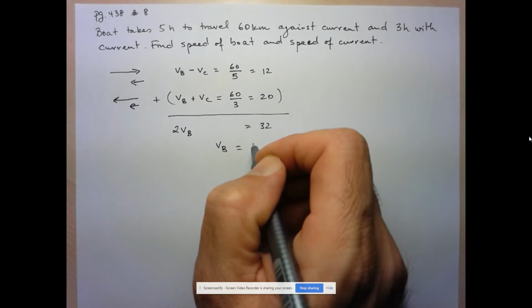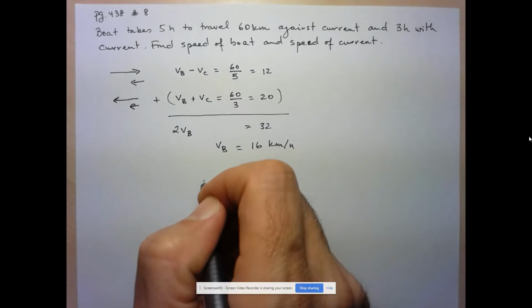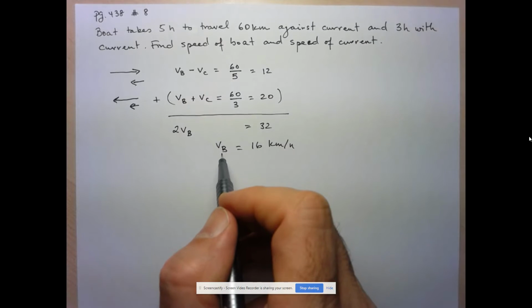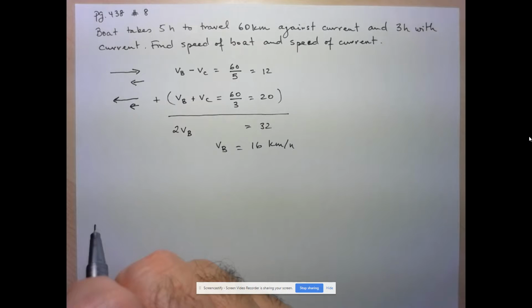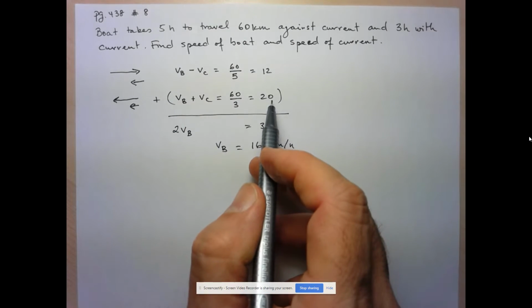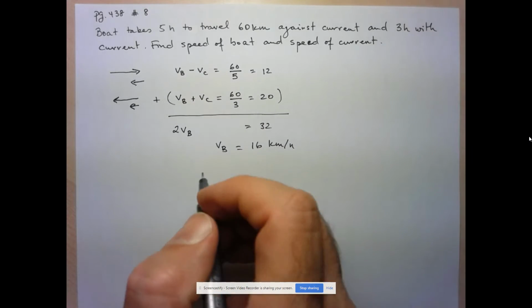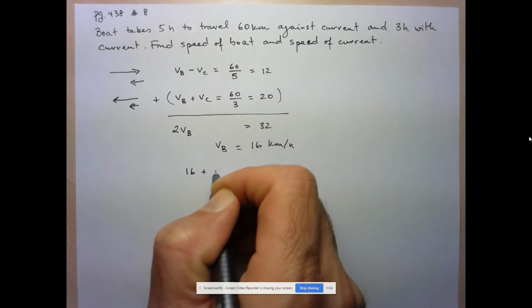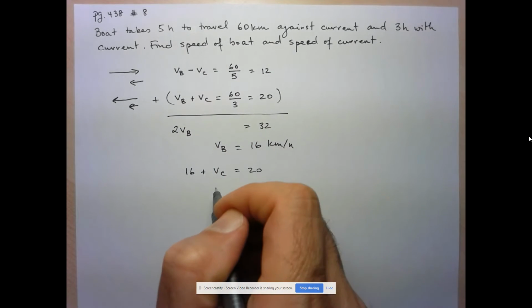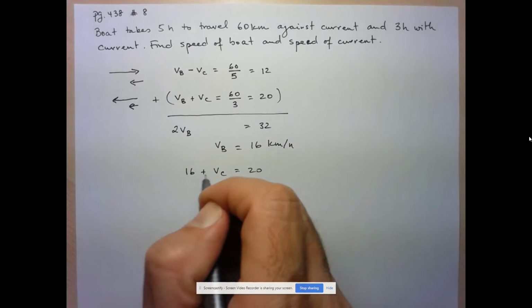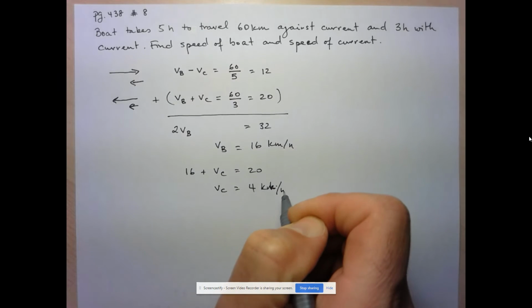So 32 divided by 2 is just 16 kilometers an hour for the velocity of the boat. And once I have one of those, I can then input it into one of my equations to find the other variable. So I'll input it here. I could do it with the first equation also. So here I have the velocity of the boat, which is 16, plus the velocity of the current is going to be equal to 20. So that means that the velocity of the current is 20 minus 16, 4 kilometers per hour.